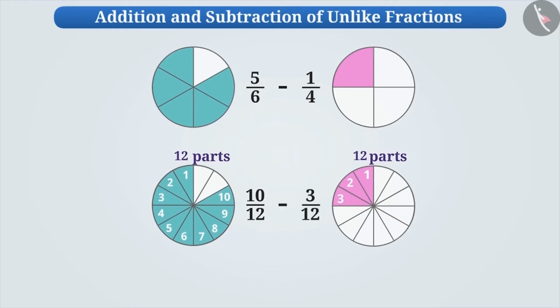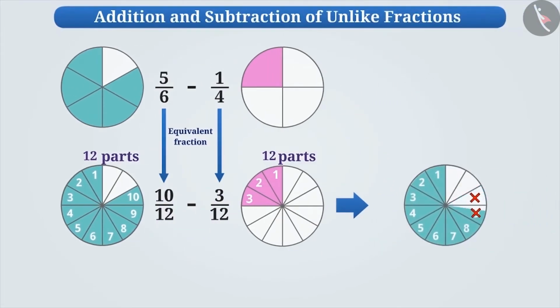Thus, the equivalent fraction of 5 by 6 is 10 by 12 and the equivalent fraction of 1 by 4 is 3 by 12. Now since the denominators are equal, we can subtract 3 parts from 10 parts. After subtraction, 7 out of 12 parts are remaining. Therefore, the subtraction of 1 by 4 from 5 by 6 is 7 by 12.